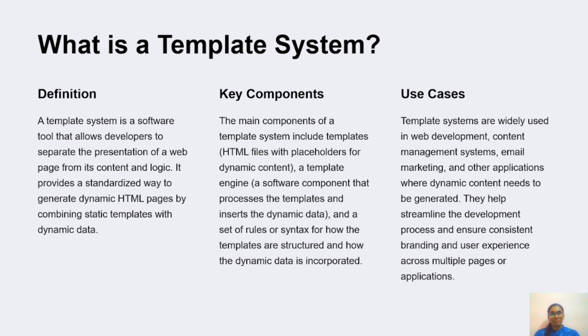The key components of template systems are: templates, which are HTML files with placeholders for the dynamic content; a template engine, which is a software component that processes the template and inserts the dynamic data; and a set of rules or syntax for how the templates are structured and the dynamic data is incorporated.